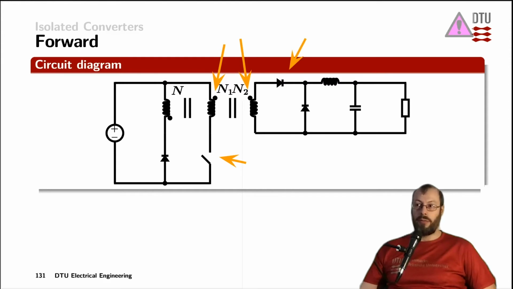Furthermore, we have that freewheeling diode taking care of the inductor current later on, and the output configuration with the capacitor and the resistor are exactly the same as in the flyback converter. Furthermore, a forward converter has the demagnetization winding with the diode down here.